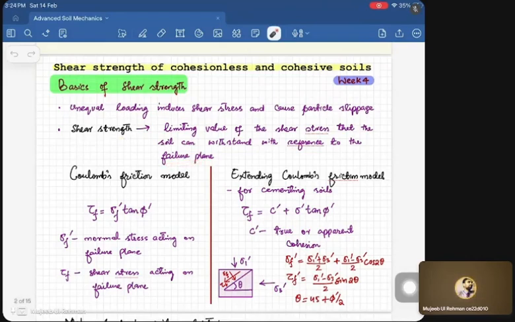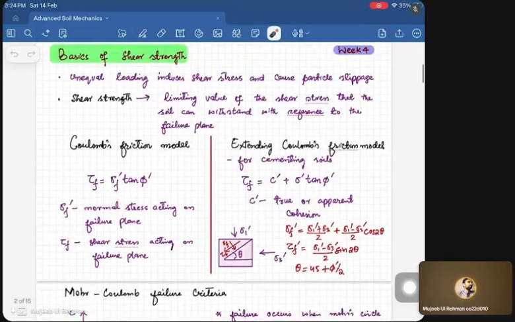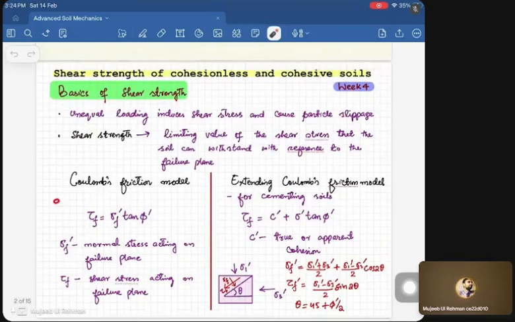Now, how do we define the failure? How can we say whether the sample has reached failure or not? For that, we have two criteria, and then we have the modified one, which is the Mohr Coulomb. We'll start with the Coulomb frictional model, given by the equation tau f is equal to sigma f dash tan phi dash, where sigma f dash is the normal stress acting on the failure plane and tau f is the shear stress acting on the failure plane. Since the pore water pressure doesn't have any effect on the shear stress, it is written in terms of a total stress parameter. But the normal stress has the effect of the pore water pressure, that's why it is in terms of effective parameters.